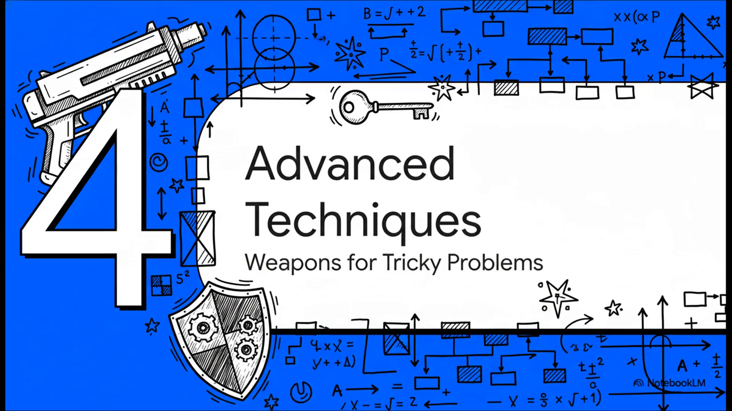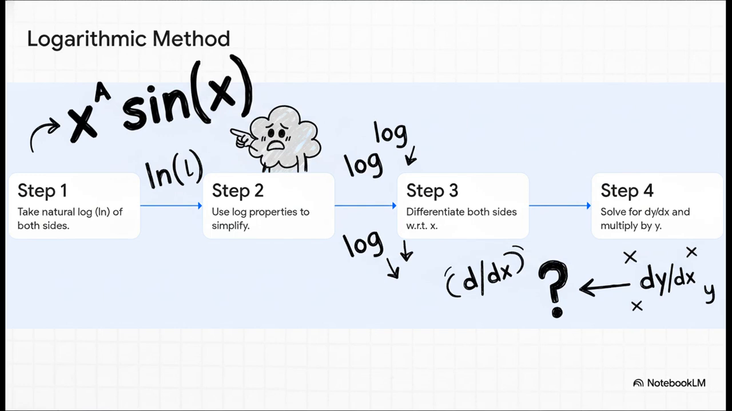Okay, now that we have the basics, let's level up. We're going to look at some pro-level techniques. Think of these as your secret weapons for those really tricky questions designed to trip you up. So you see a problem that looks just awful, like a function raised to the power of another function, something crazy like x to the power of sine x. Your secret weapon here is logarithmic differentiation. You take the natural log of both sides, and that lets you use those handy log properties to bring the exponent down and make the whole thing manageable.